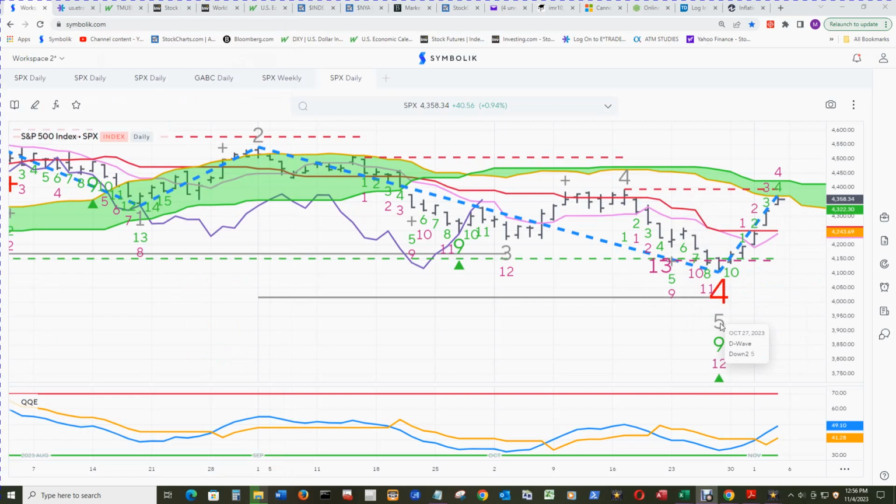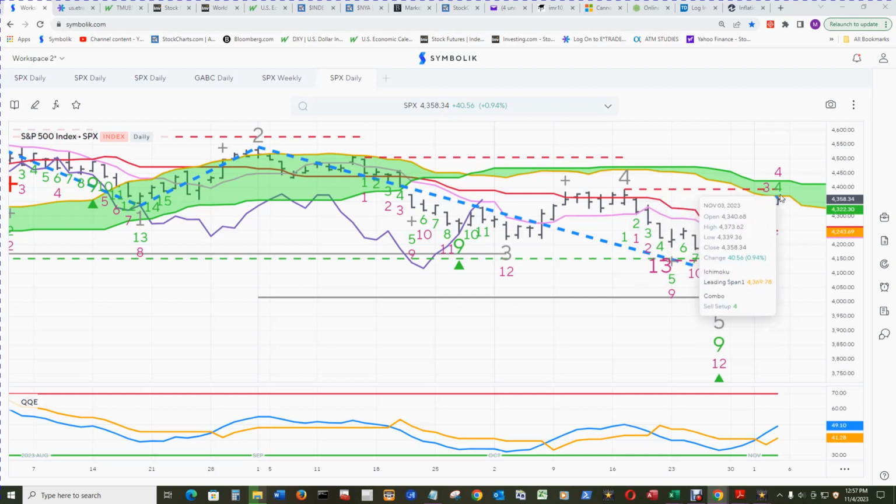And the D wave, down wave A, did not print like I thought it would after the high from this bar, 4364.08. But if I change the parameters to 12, it will print the A. And so we give that another day and see what happens if we get a tick higher than this high for Monday, higher than 4373.62. It should print the A.